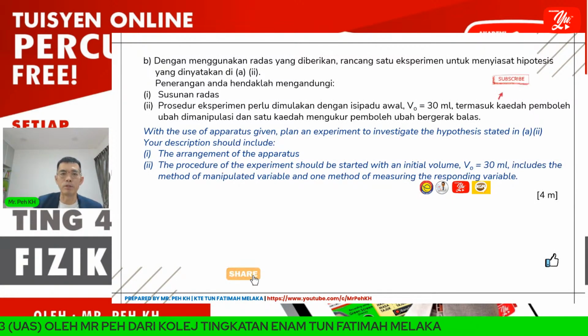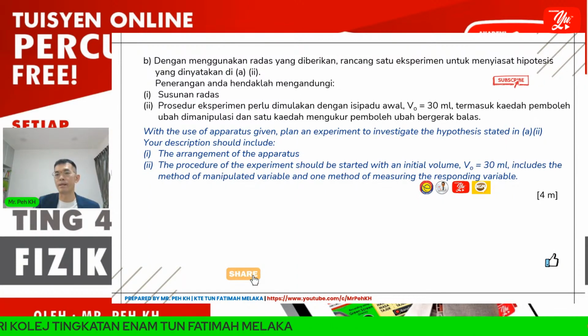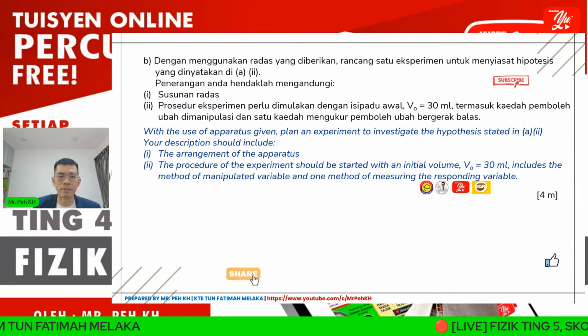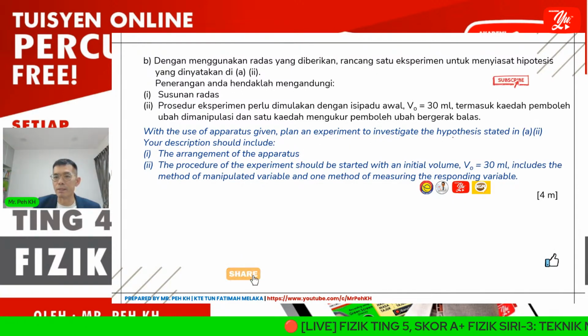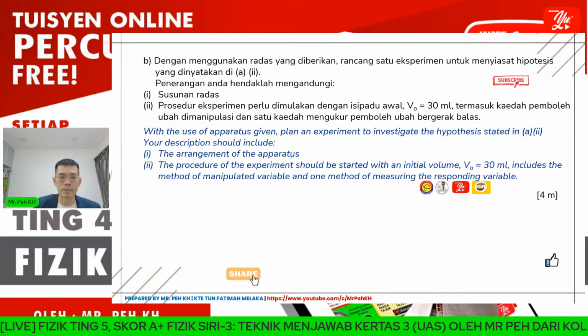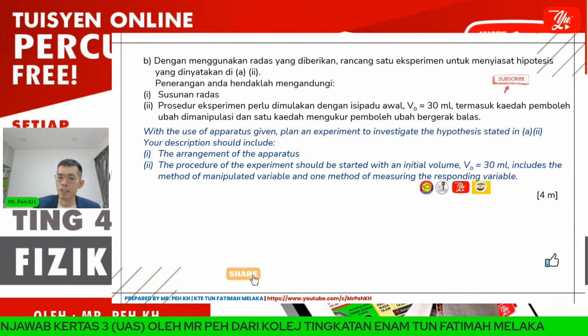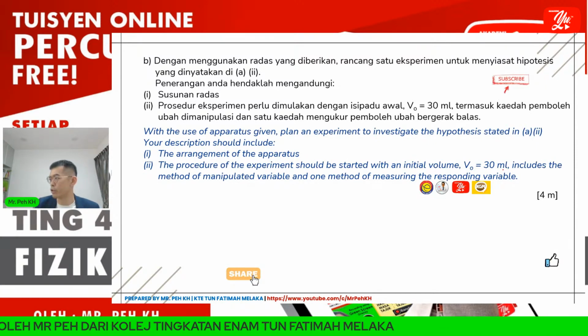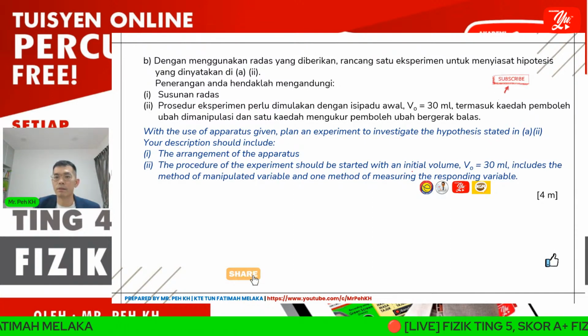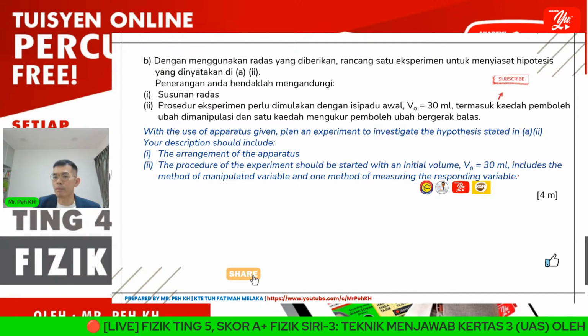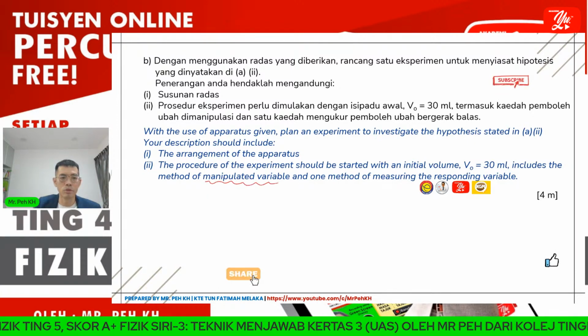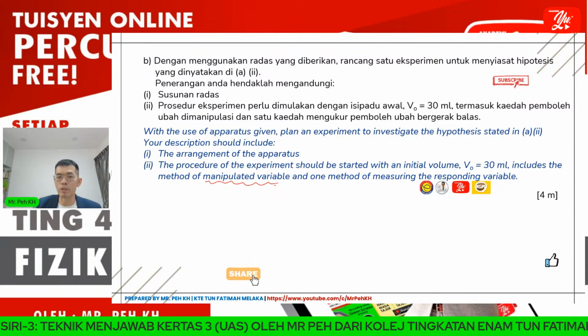Then question B. As mentioned just now, we will need to plan an experiment of our own, with the use of the apparatus given, to investigate the hypothesis stated in A2. Your description should include the arrangement of apparatus. The procedure of the experiment should start with an initial volume V0 equal to 30 ml. So the procedure already asks you to start with the initial volume as the control variable, which will be 30 ml. Your procedure steps must also include the manipulated variable, which I mentioned just now will be the immersion depth of the object.